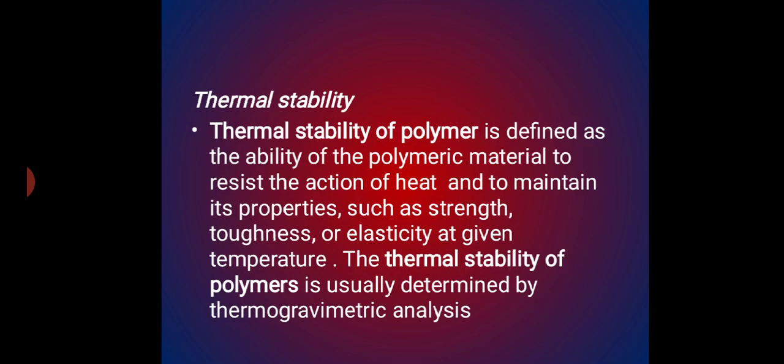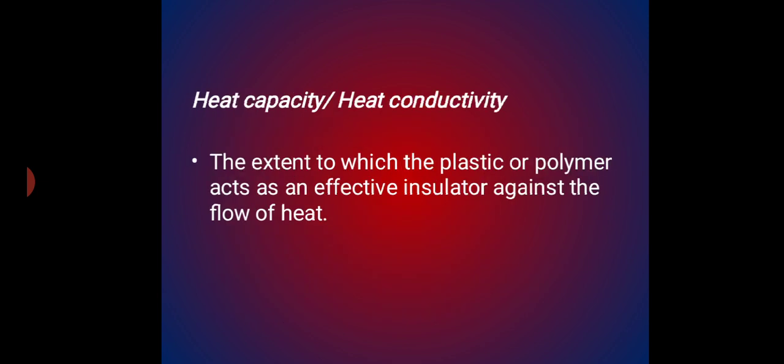Thermal stability is defined as the ability of the polymer material to resist the action of heat and to maintain its properties such as strength, toughness or elasticity at a given temperature. The thermal stability of a polymer is usually determined by thermogravimetric analysis. The next one is heat conductivity or capacity: the extent to which the polymer acts as an effective insulator against the flow of heat. That is considered as the heat capacity.